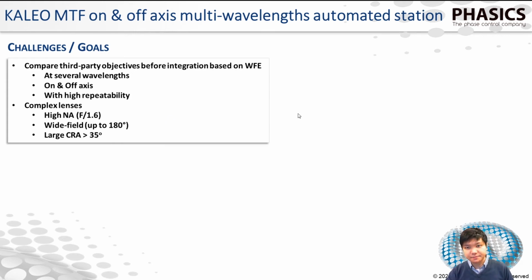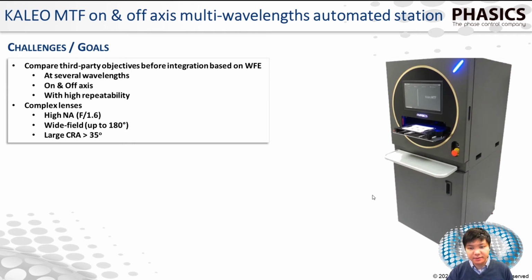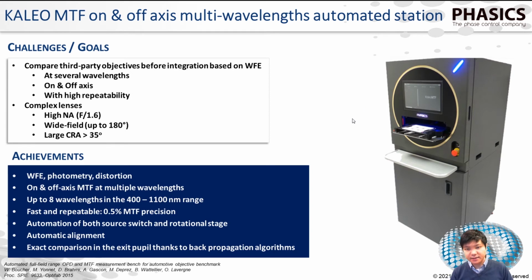And for this, Phasics has developed Kelio MTF, which is an integrated test machine, an automatic test machine for these typical lenses. So how it works is that you just place inside the lens that you want to characterize. You don't need to input any data. So the system can also be used as a benchmarking system and not only a measurement characterizing a quality control system. And the output that we have are typically as large as possible.